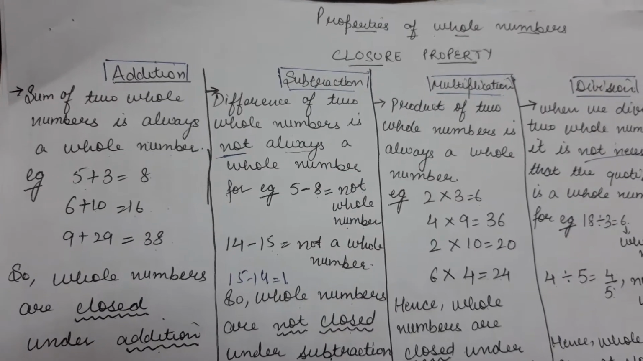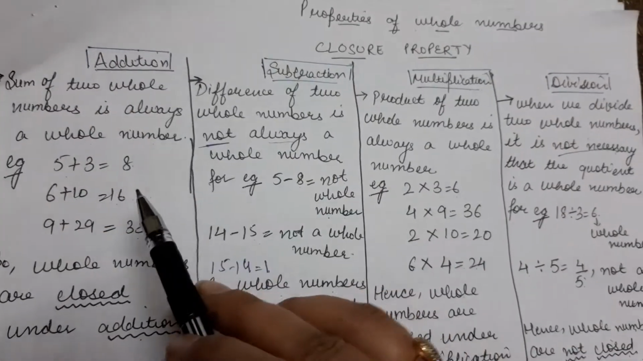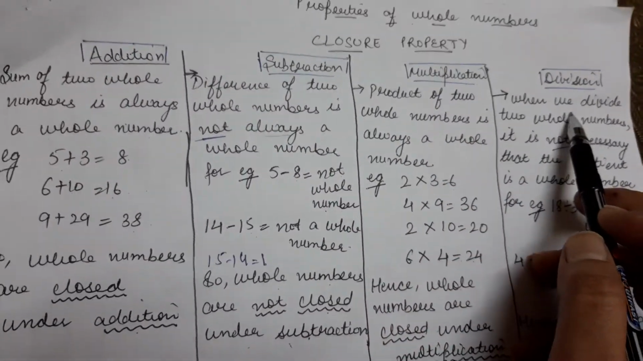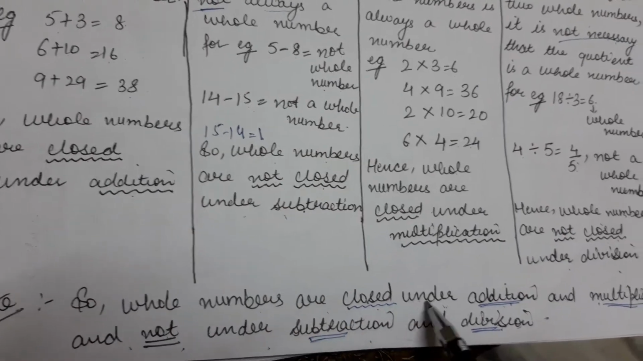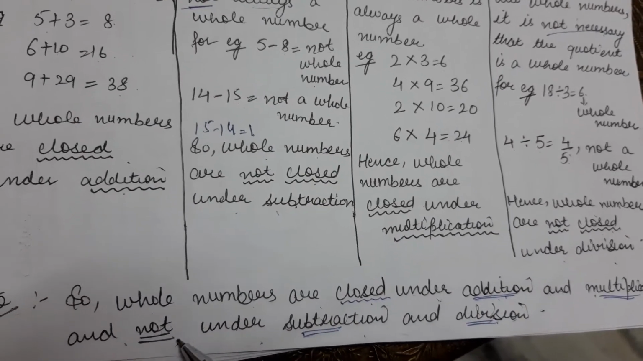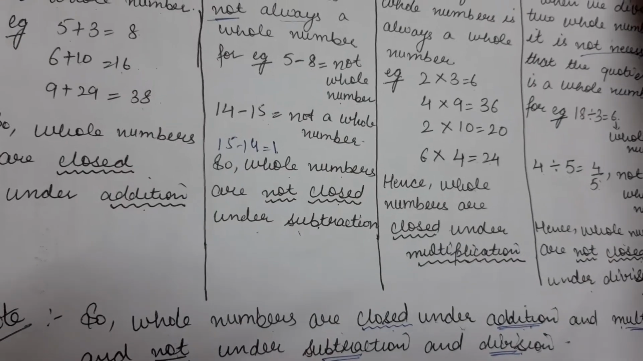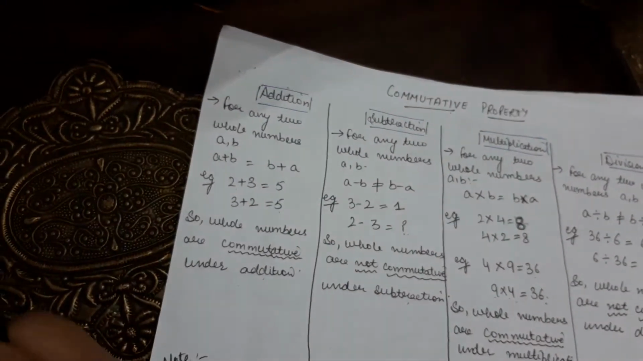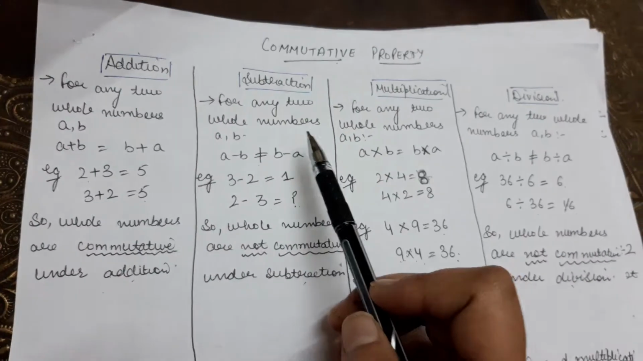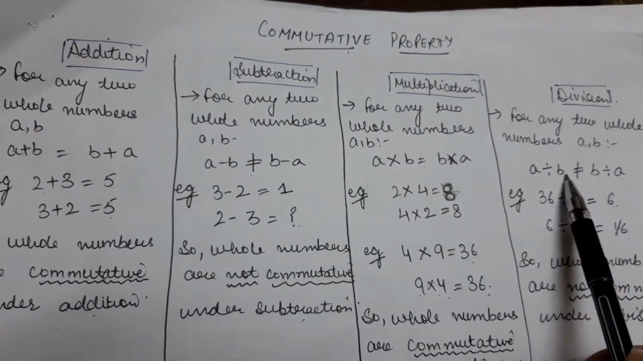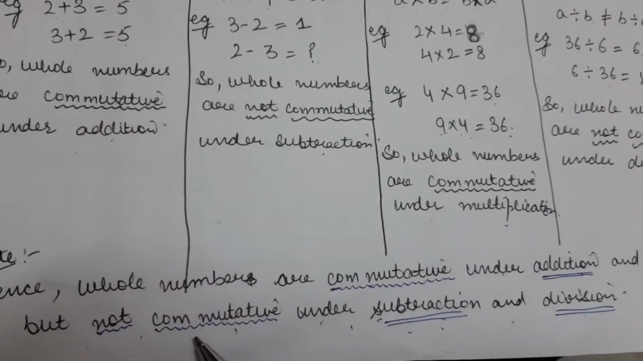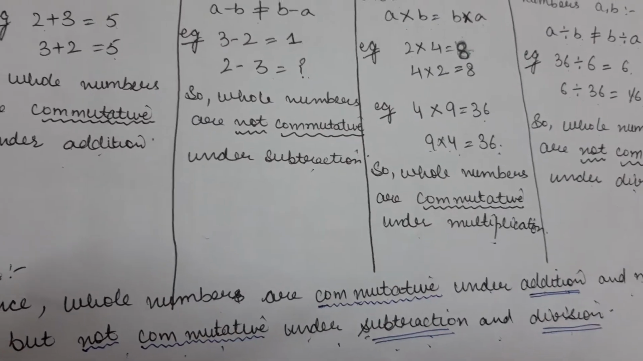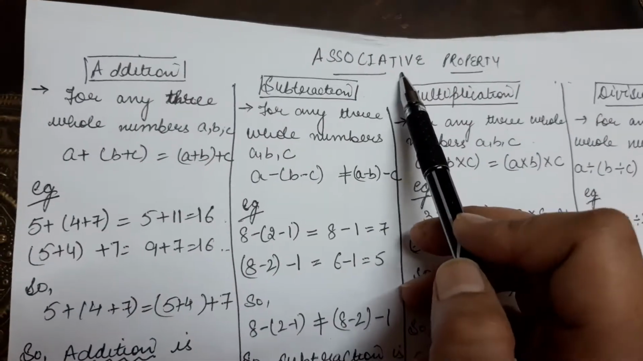The first property that we had discussed is closure property under addition, subtraction, multiplication and division. And when we concluded it, we came to know whole numbers are closed under addition and multiplication, but not closed under subtraction and division. Next property was the commutative property under addition, subtraction, multiplication and division. The conclusion was whole numbers are commutative under addition and multiplication, but not commutative under subtraction and division. The third property now we are going to discuss is associative property.